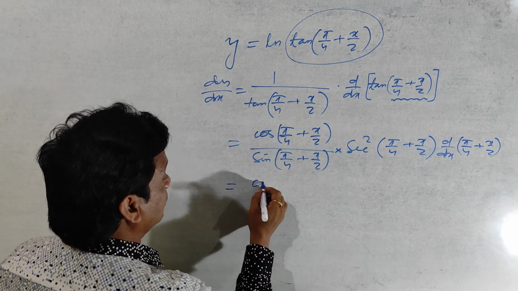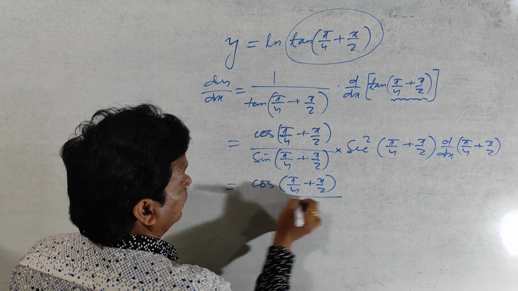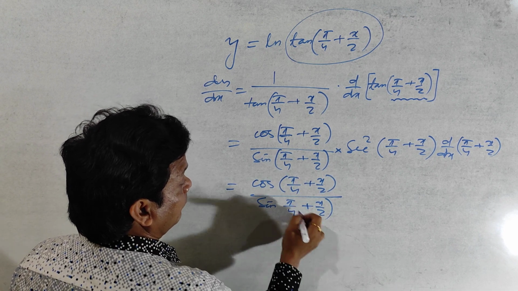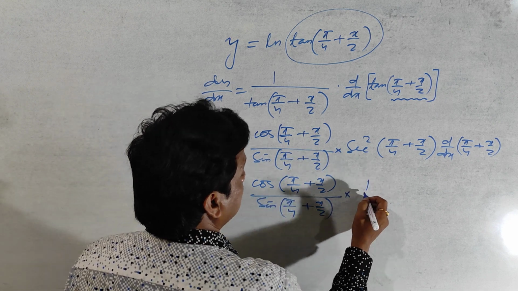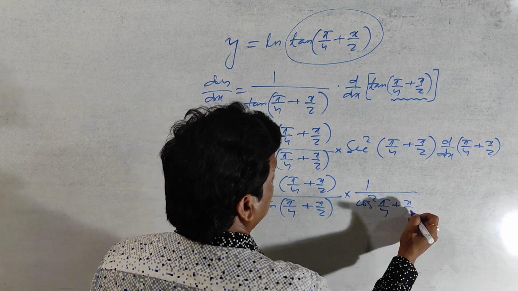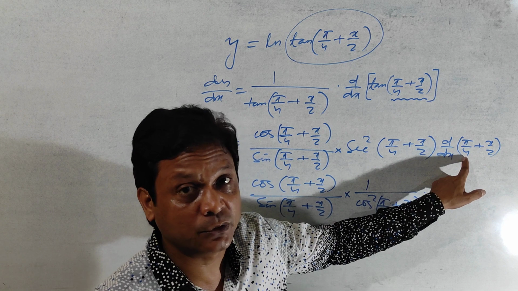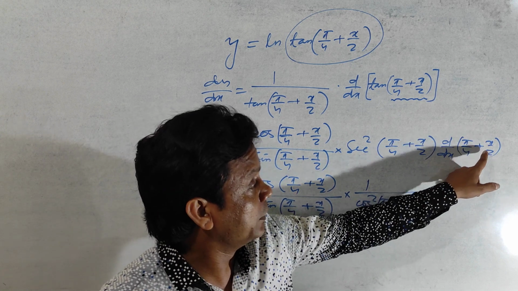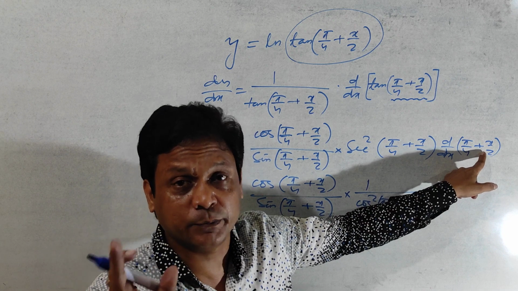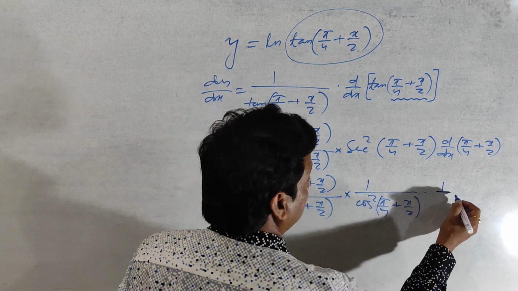Here, see here, cos of pi by 4 plus x by 2 divided by sine of pi by 4 plus x by 2, into sec square, which means 1 by cos square of pi by 4 plus x by 2, into the derivative: pi by 4 is a constant, so its derivative is 0, and the derivative of x by 2 is half. The derivative of ax is simply a, and the derivative of half x is half. So into 1 by 2.